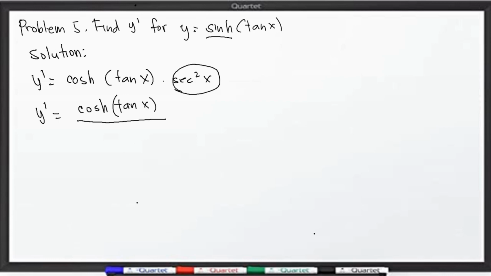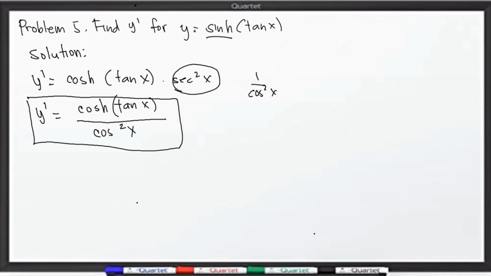We can rewrite that as 1 over cosine squared of x. So let us bring this one to the denominator and say this will be cosine squared of x. We can have that in this form, and let us just erase this one. Okay, so this will be our final answer.